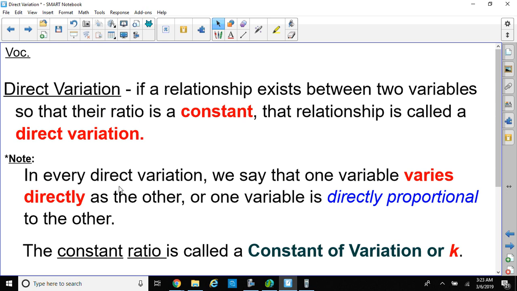So there's a direction that's indicated here. They're either going the same way, going up, both are going up, or both are going down. So we're going to talk about that as we go on in our studies. So the constant ratio is called the constant of variation, or letter K. I've seen that letter K before in one of my other study videos called constant of proportionality. So you might want to check out that video as well.